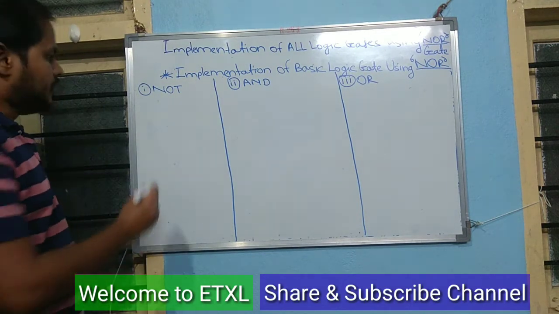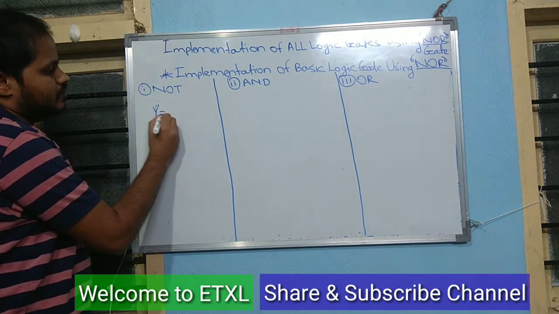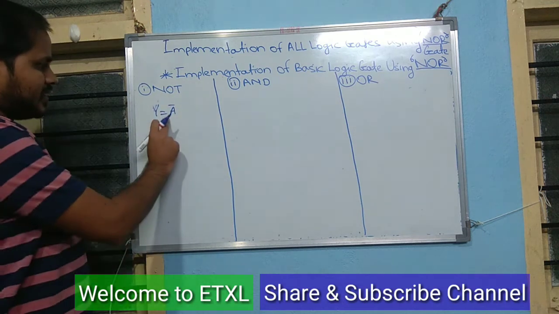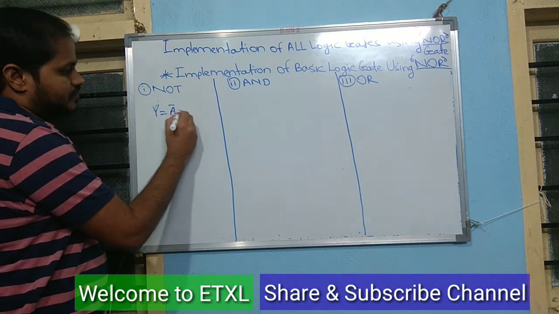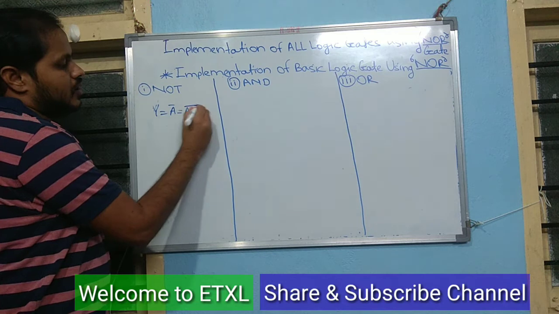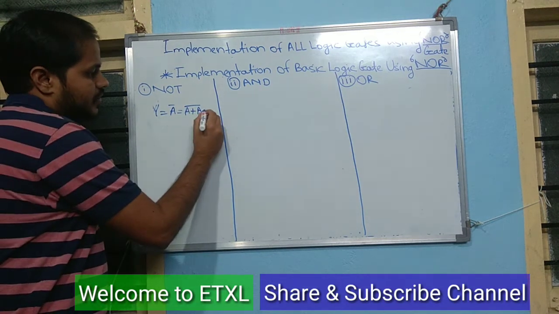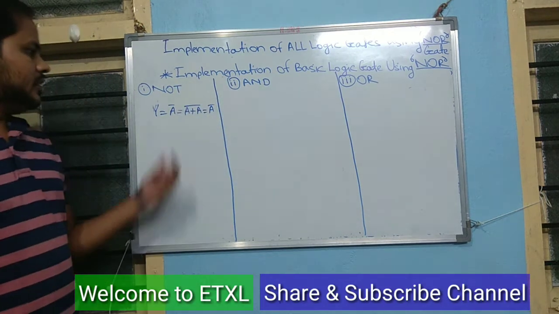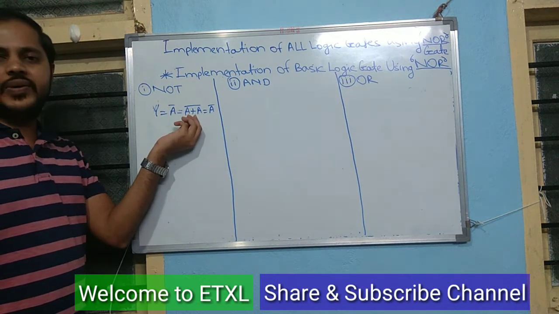What is the logical equation of the NOT logic gate? Y is equal to A bar. Convert this logical equation into the NOR form. Then Y is equal to (A plus A) whole bar. A plus A is A. That's why that equation becomes Y is equal to A bar. Implement the logical diagram for these equations.